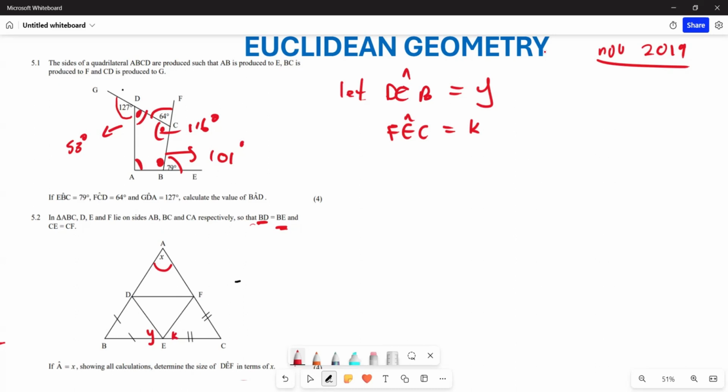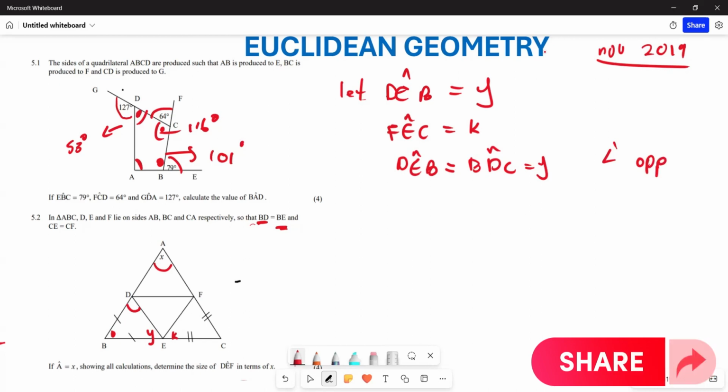Now, I can start by looking at angle B. To find out this angle B here, remember I said my angle DEB is going to be equal to my angle BDE, and they are both going to be equal to y. These are angles opposite equal sides, so they are also going to be equal.